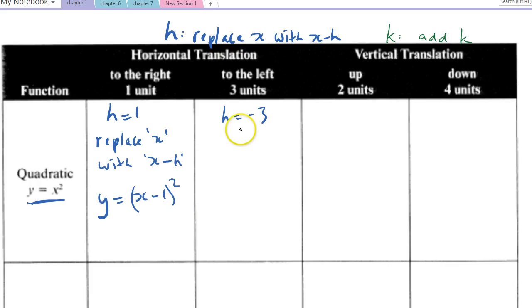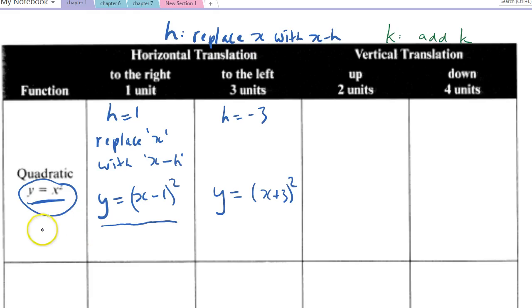Similarly, if I want to move to the left 3 units, I write y is equal to, and I'm writing the same y is equal to x squared here, except I replace the x with, now the opposite of -3 is +3. Okay, so this one will move my parabola. This one will move it 1 to the right, and this one will move it 3 to the left. In fact, let's take a look at this.